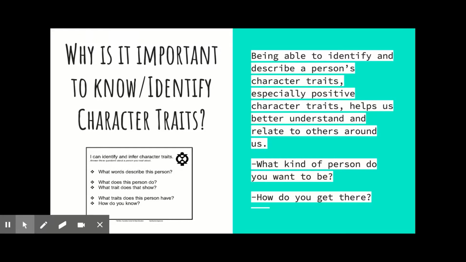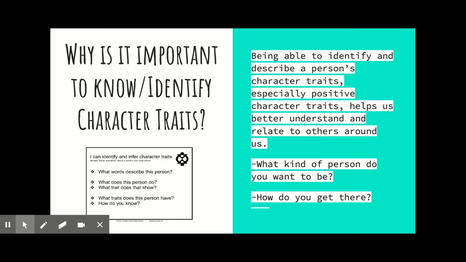So when you're reading a story and when you interact with people, I want you to ask yourself these questions. What kind of person do you want to be, and how do you get there? Okay, like I said, character traits don't happen overnight. They are the result of behavior and actions and thoughts and feelings over time.